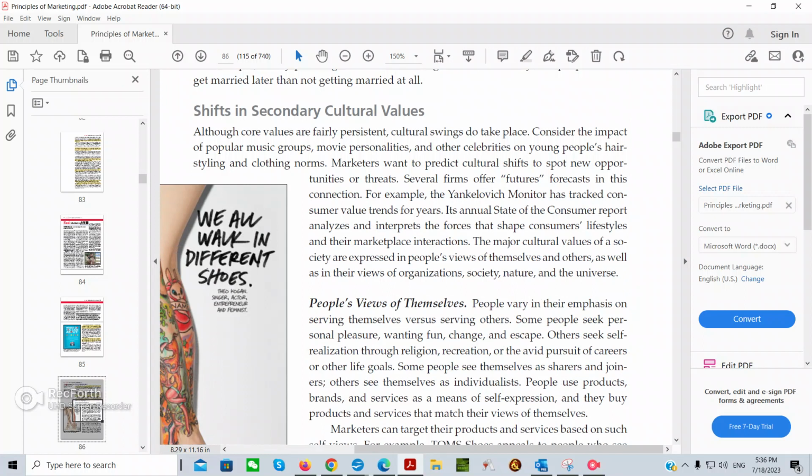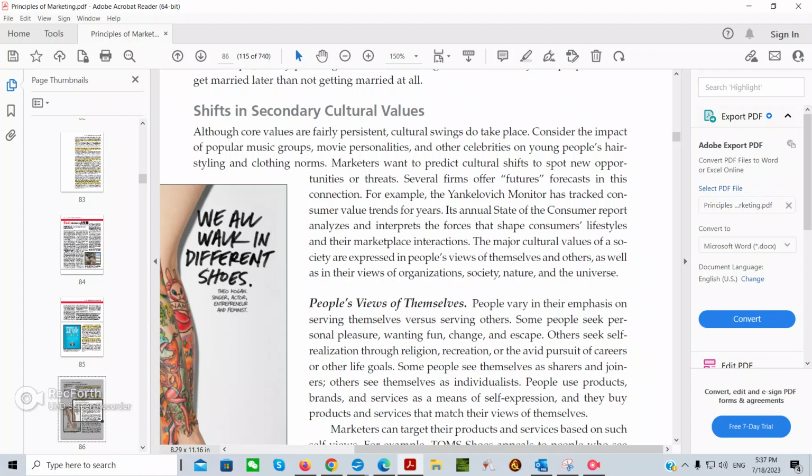All right, let's talk about the shifts in secondary cultural values. Although core values have been fairly persistent, cultural swings do take place. Consider the impact of popular music groups, movies, personalities, and other celebrities on young people's hairstyling and clothing norms. Marketers want to predict cultural shifts to spot new opportunities or threats.